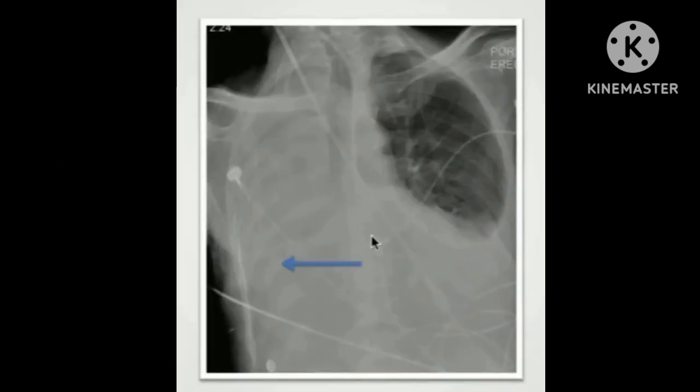In this case, the trachea is pulled to the right side and the pathological lesion is also on the right side. That means the tracheal position and pathological lesion are both on the same side. The whole thing is due to pull effect, which is due to collapsed lung or atelectasis.